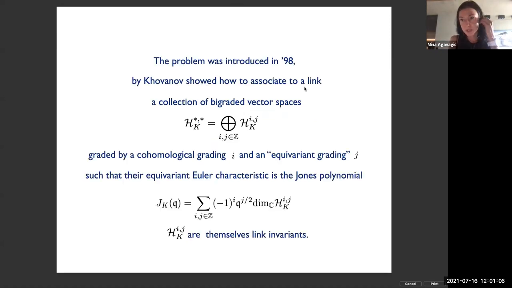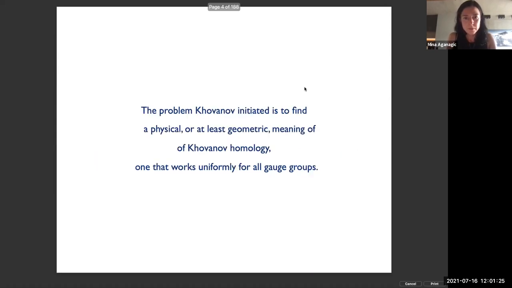The problem was introduced in 98 by Khovanov, who showed how to associate to a link a collection of bigraded vector spaces that are graded by cohomological grading and an additional equivariant grading, such that their equivariant Euler characteristic is the Jones polynomial. The vector spaces themselves are link invariants. The problem Khovanov initiated is to find a physical or at least geometric meaning of Khovanov homology, one that works uniformly for all gauge groups.